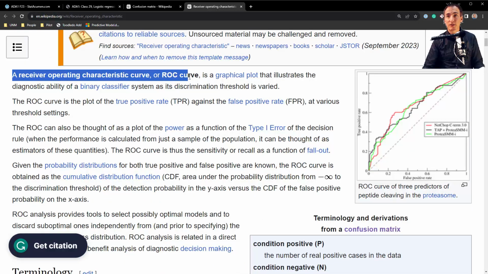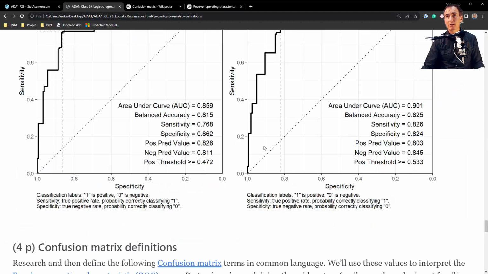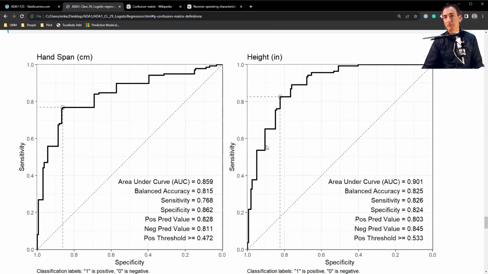An ROC curve, receiver operating characteristic curve. Actually, I don't know where that terminology comes from. I think it's something to do with engineering. Is a graphical plot that illustrates the diagnostic ability of a binary classifier system as its discrimination threshold is varied. So unfortunately, none of these plots sort of show you what's happening about the discrimination threshold. Let me go over to our plot and sort of walk through this.